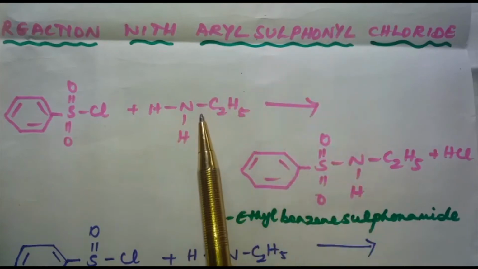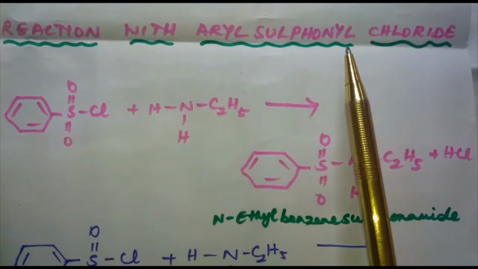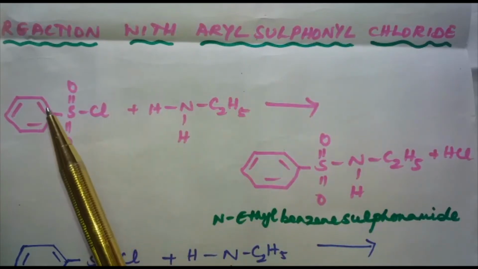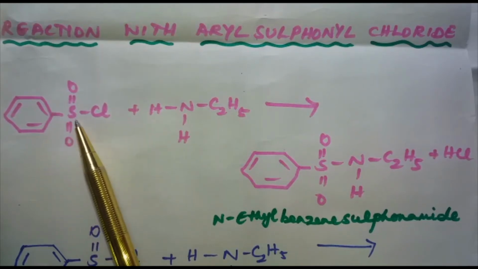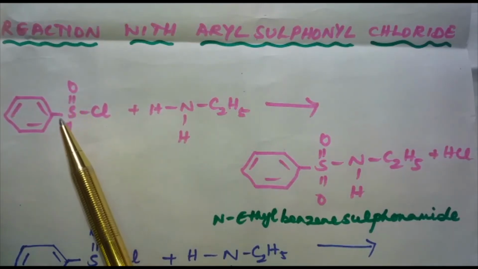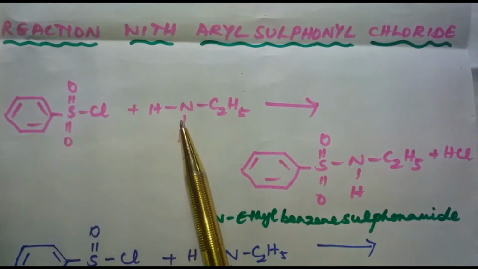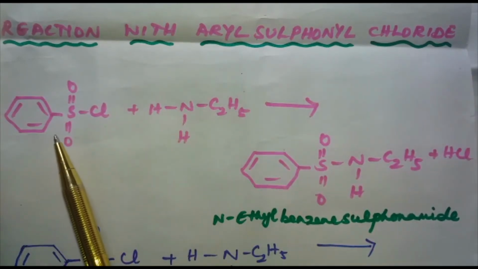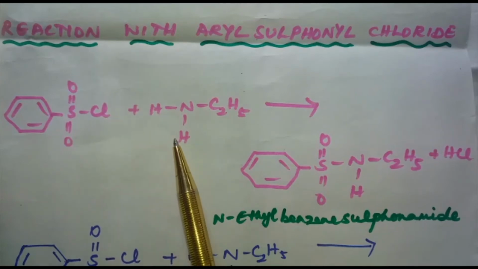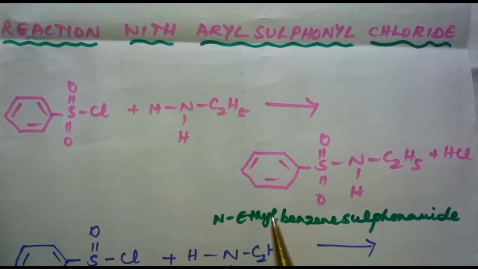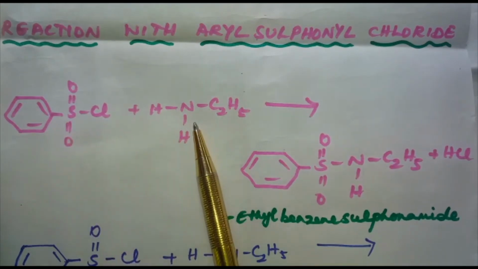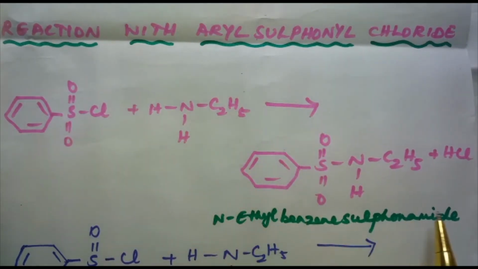Next is the reaction of amines with aryl sulfonyl chloride. This test is also known as the Hinsberg test. This is benzene sulfonyl chloride, C6H5SO2Cl, also known as Hinsberg reagent. It reacts with primary as well as secondary amines to form sulfonamides. Here benzene sulfonyl chloride reacts with the primary amine ethanamine to give N-ethyl benzene sulfonamide.